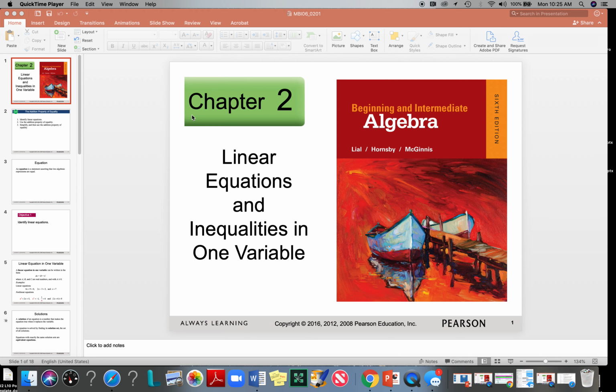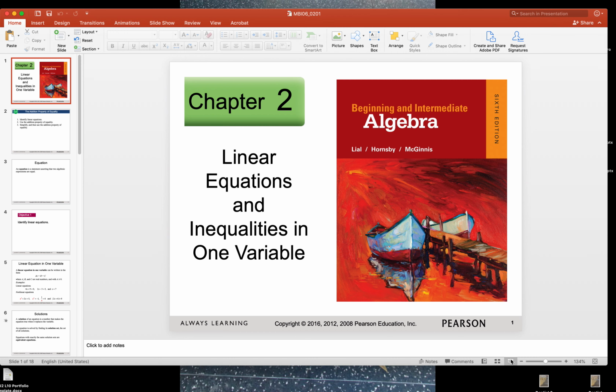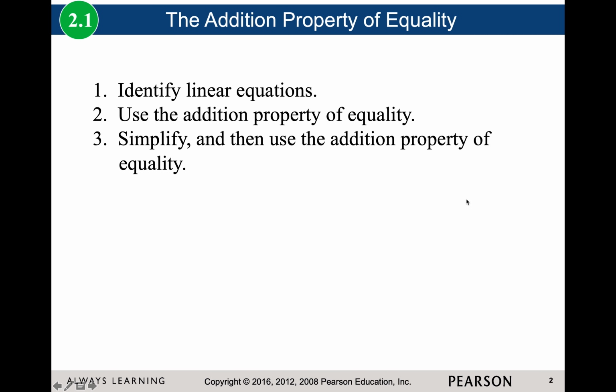So now we are launching into chapter 2 and we have some new topics. We're going to be looking at equations and inequalities in one variable. So we want to be able to first identify what is a linear equation. I want to be able to use the addition property of equality, and then I want to be able to simplify using that property.